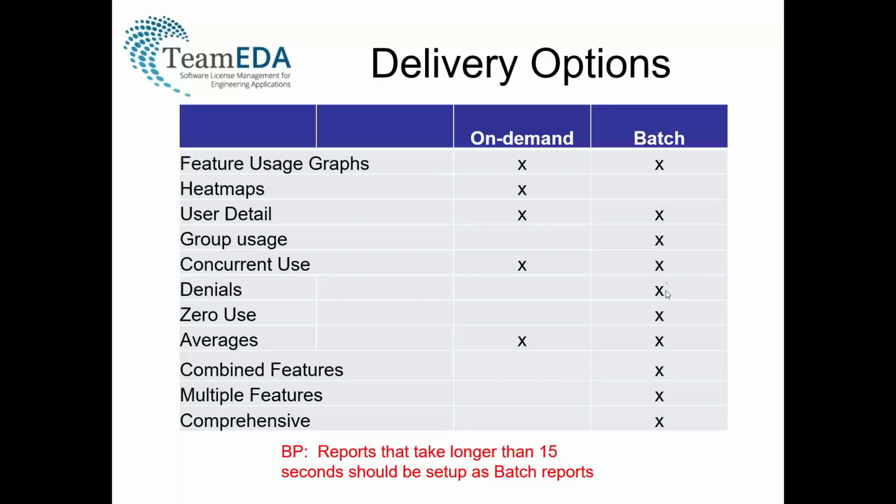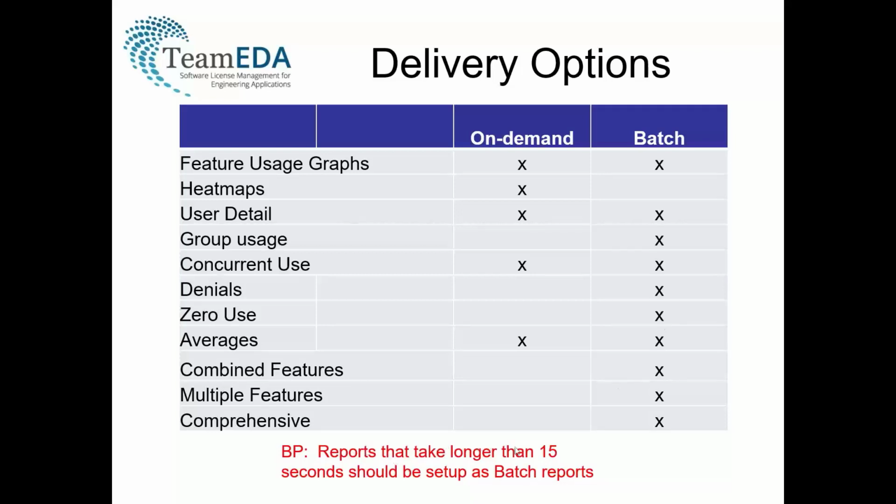Denials, same way. I'm recommending denials as a batch report, not on demand, because it's not real time, it's historical, and sometimes these denial reports can get fairly large depending upon what options you choose. Same with zero use. Zero use reports can be quite large. And that would be best set up as a batch routine.